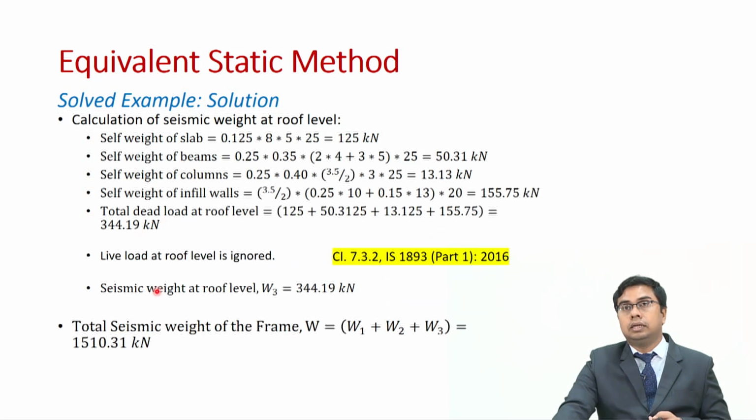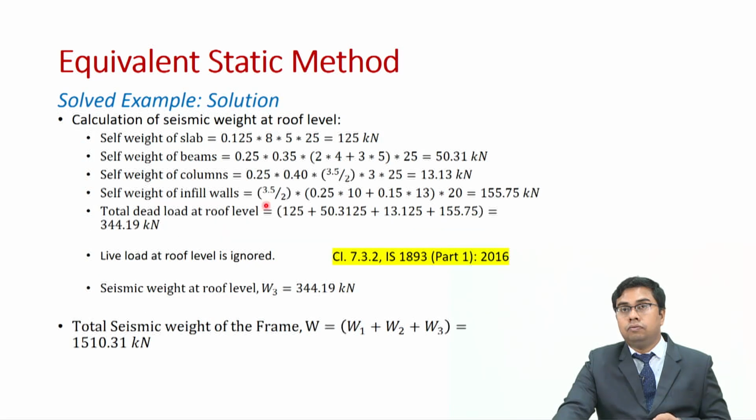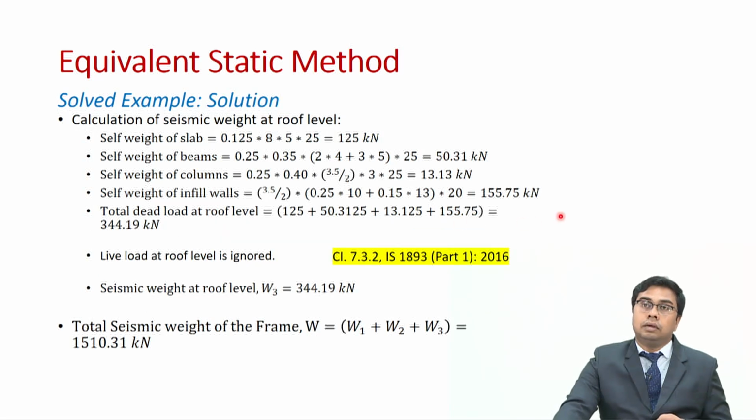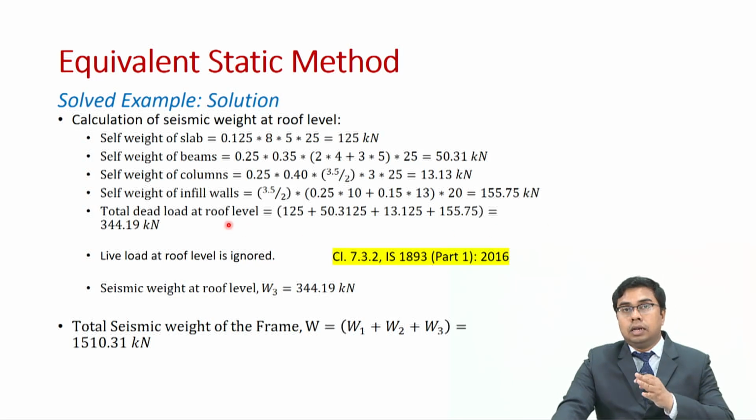Let us look into that. So, the self weight of the slab and beams remain the same as expected, while the self weight of columns and infill walls were reduced to half, as in the case of seismic weight at first and second floor levels. So, now the total dead load at the roof level becomes a sum of all these to obtain 344 kilonewton, approximately.